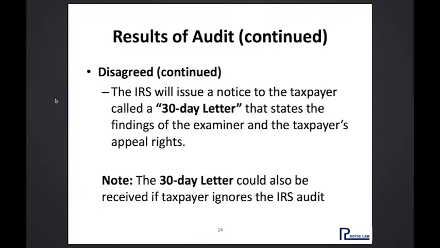Now, when the audit ends as disagreed, the IRS will issue a notice to the taxpayer called a 30-day letter, stating the findings of the examiner and the taxpayer's appeal rights. Note that this 30-day letter could also be received by the taxpayer if the taxpayer ignores the IRS audit notices.